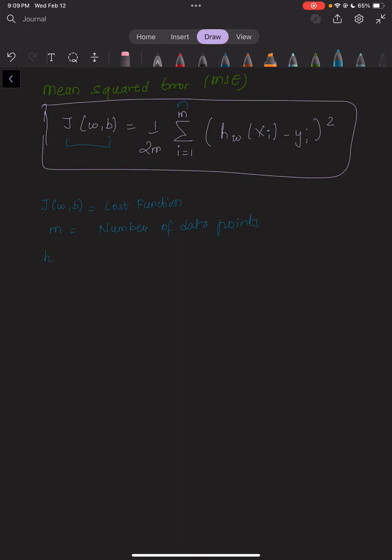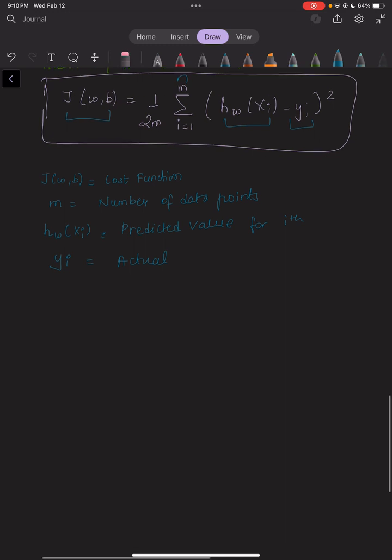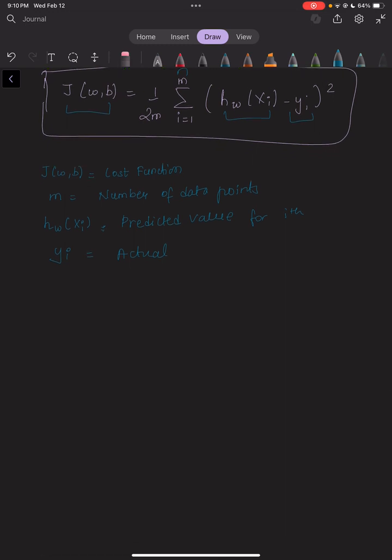And for this part right here, h_w(x_i) is just my other way of writing the predicted value. So it's basically what our model thinks the price should be, right? We know what predicted values are. Now, our y_i is the actual price, where i is the ith value, and y_i is the real price of that house.